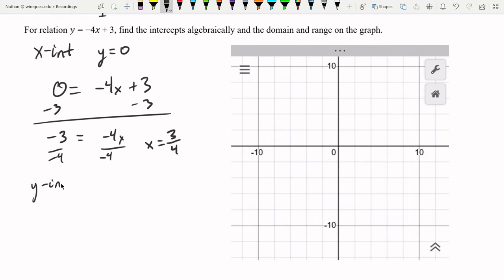Our y-intercept is when x equals 0. So we have y equals -4x plus 3, so -4 times 0 plus 3. This is just an expression that we need to evaluate. -4 times 0 is 0, plus 3 is 3. So the y-intercept is at 3.